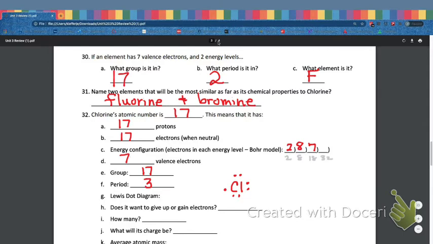So remember, elements with 1, 2, or 3 valence electrons want to lose their valence electrons. 7, 6, or 5, they want to gain. So they want to gain, and it wants to gain only 1 because it wants to get to that magic number 8. Okay?